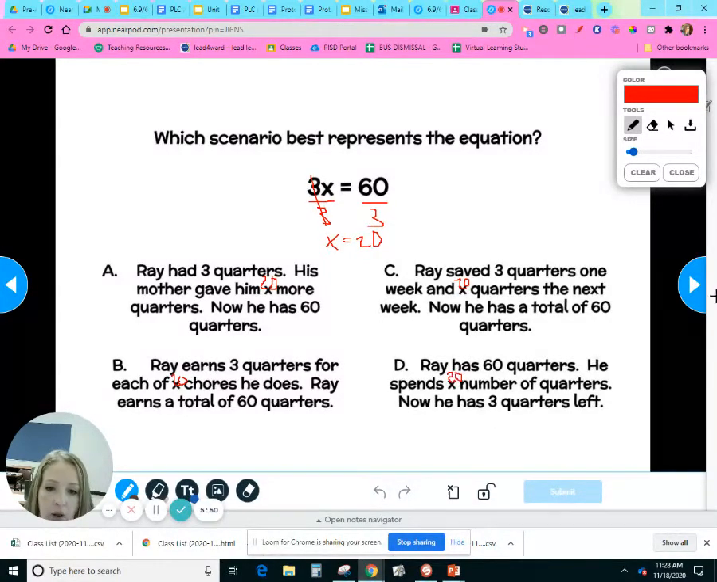20. That looks more like 20. Okay, so Ray had 3 quarters. His mother gave him 20 more quarters. Now he has 60 quarters. That doesn't make sense. If he had 3 and she gave him 20 more, he would have 23. So that can't be our answer.